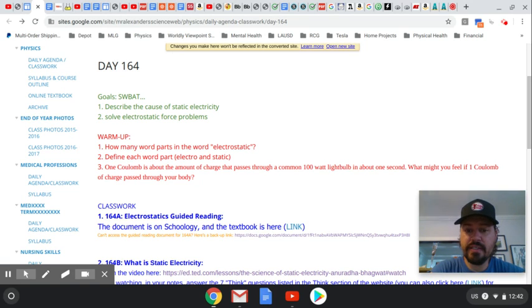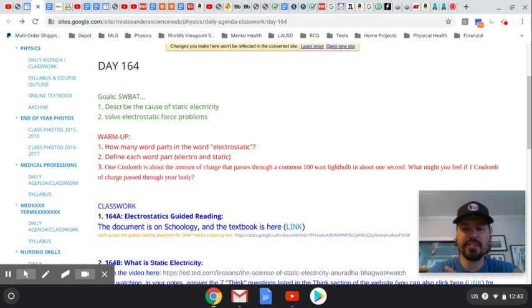And what do you think that would feel like if that much charge passed through your body in 1 second? You ever touched a light bulb before? How's it feel? It feels hot, right? So imagine, and that's not even all the energy, that's just the heat energy, not the light energy. So imagine if some of that light energy, along with the heat, passed through your body for a second. It would probably hurt. It wouldn't be like getting shocked.